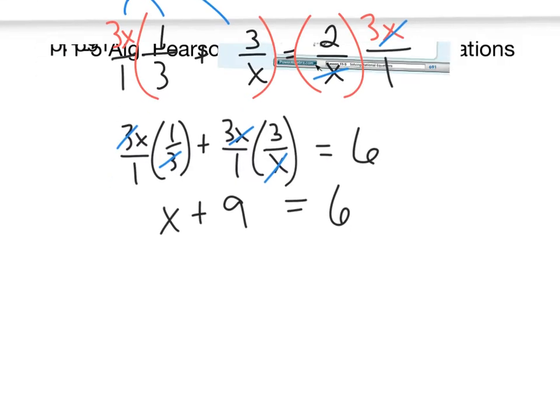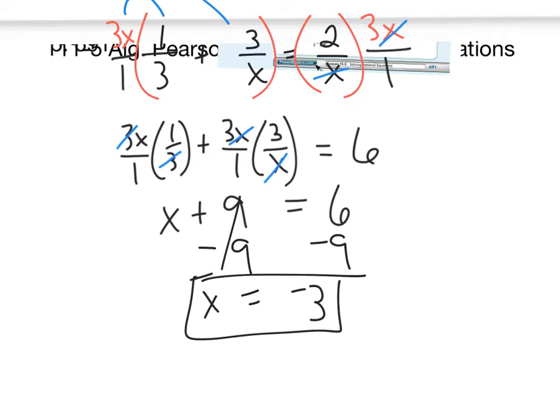So out of all that, we come out pretty good. x plus 9 equals 6. We actually only have one step that we need to do. They're adding, so we subtract 9. So x equals -3 would be our answer.